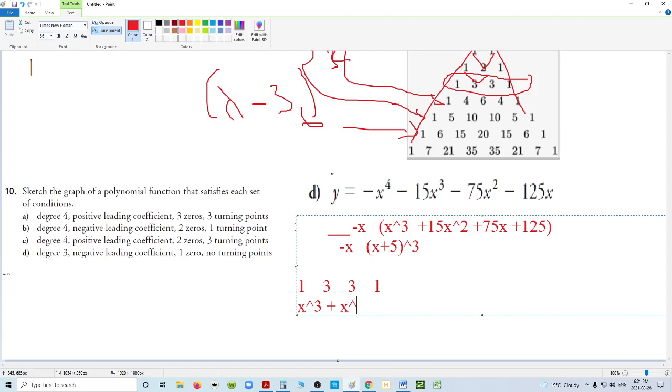Did I get it? No. Hang on. Cube, so it's going to be 5. Interesting. It should be 15, not 5. 5 to the 1.